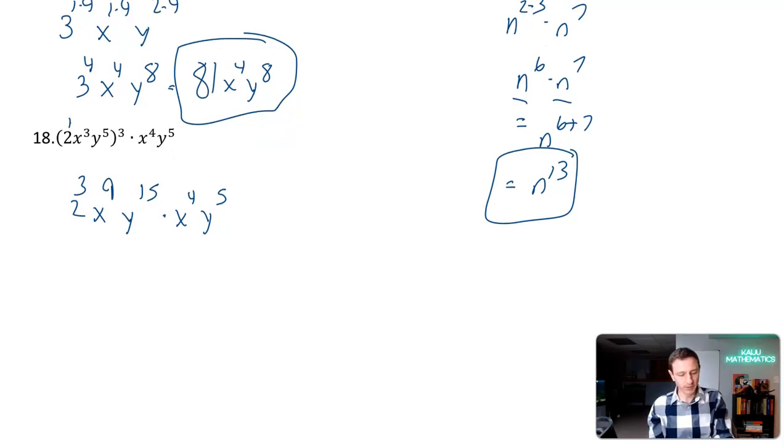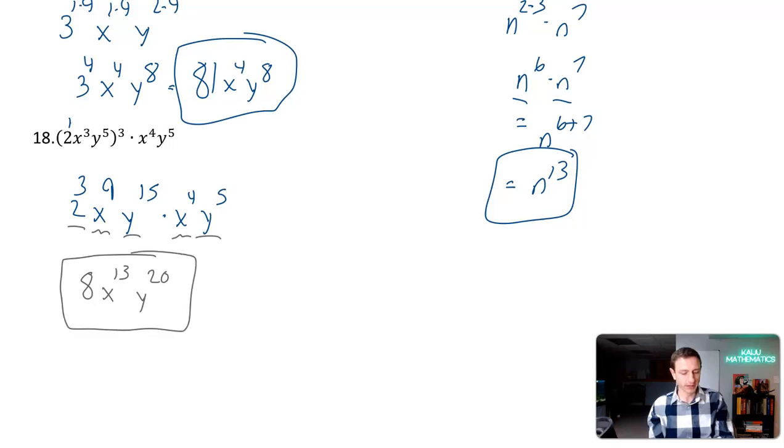Quite a bit of cleaning up to do here. So first of all, 2 to the 3rd is 8, 2 times 2 times 2, so that's 8. And then I also have x to the 9th times x to the 4th, which is going to be x to the 13th. And then I have y to the 15th, y to the 5th, which is going to be 15 plus 5, which is 20. So 8x to the 13th, y to the 20th.